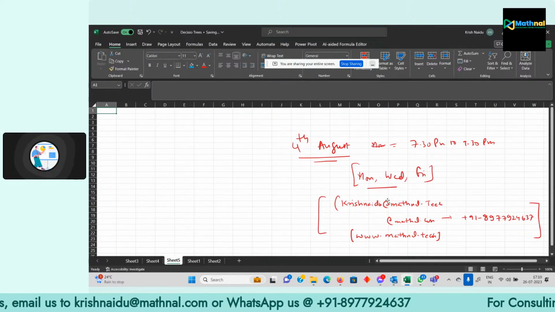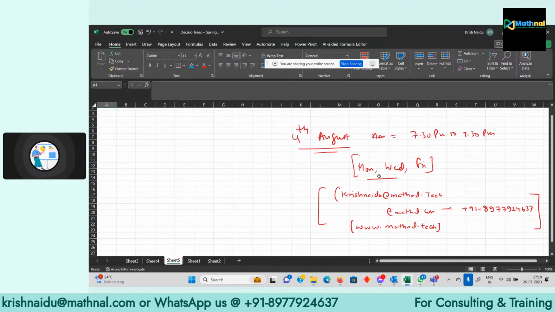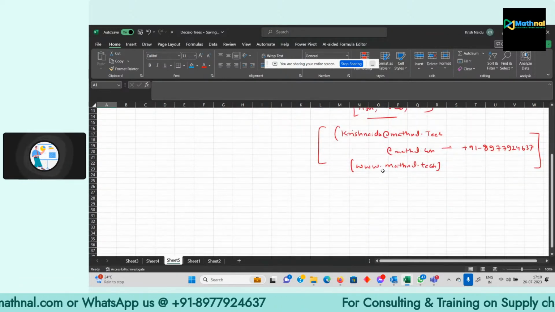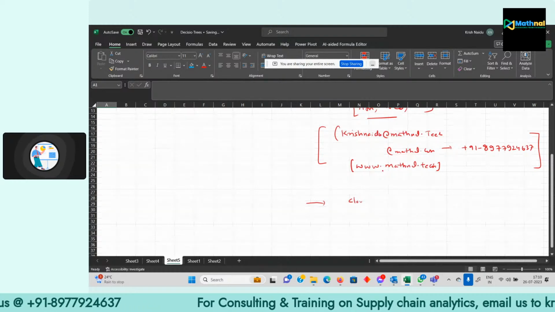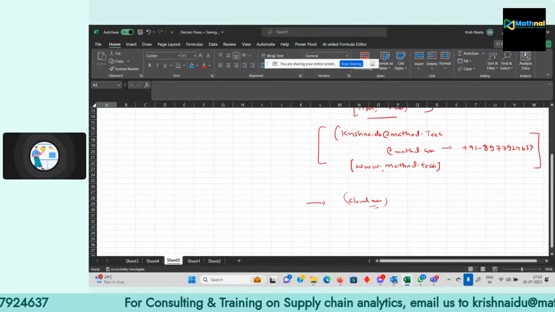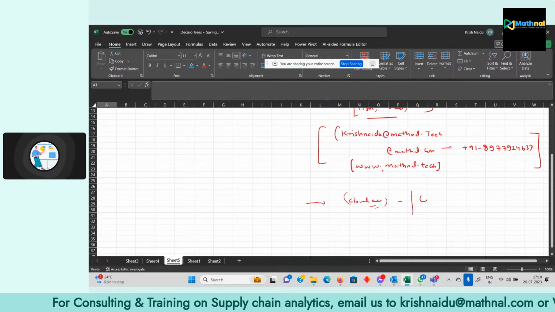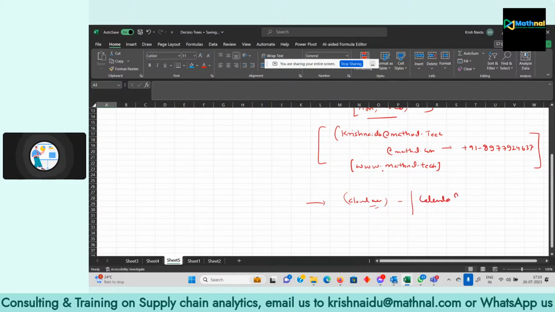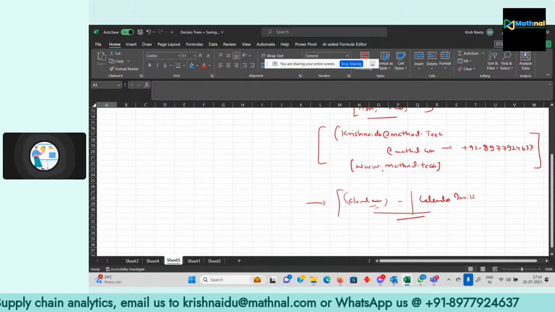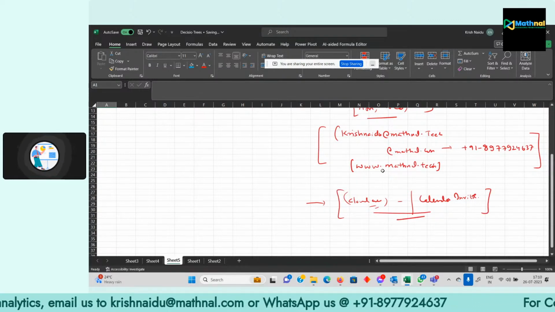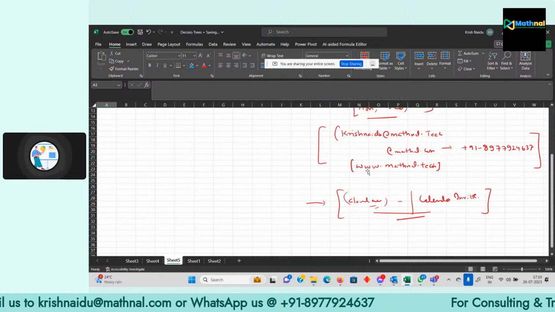Registrations are open. Once the registration is over, we give you cloud access to our portal, and we also give a calendar invite. You can join the meetings as per the given time and schedule.